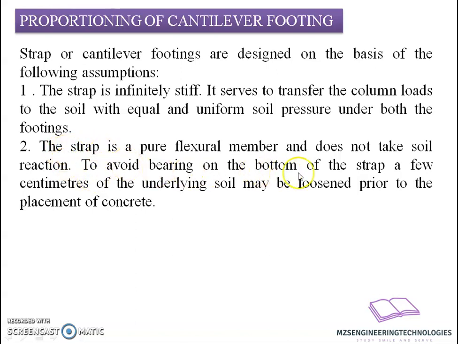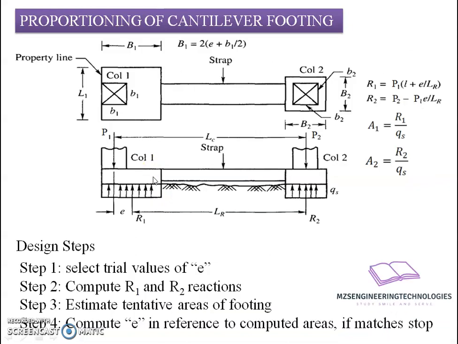To avoid the bearing on the bottom of the strap, a few centimeters of the underlying soil may be loosened prior to the placement of the concrete. Means the strap is not placed at the same level as the footing. Intentionally, the bearing is reduced by giving a gap of a few centimeters or making the soil loose at the bottom of that beam.